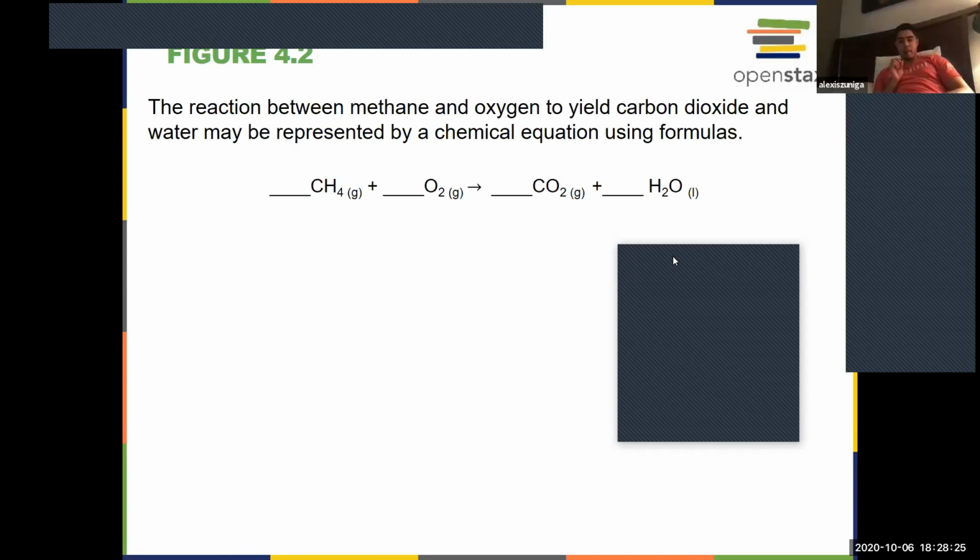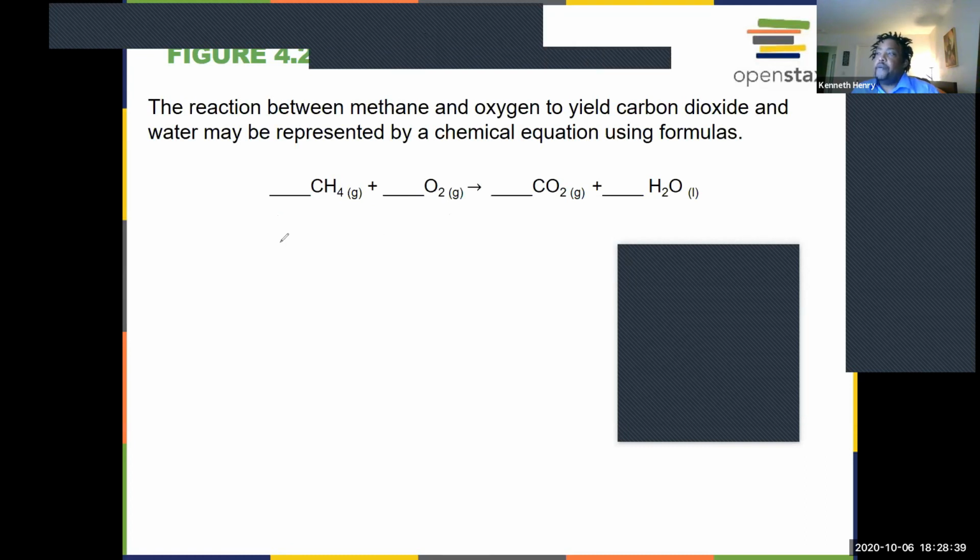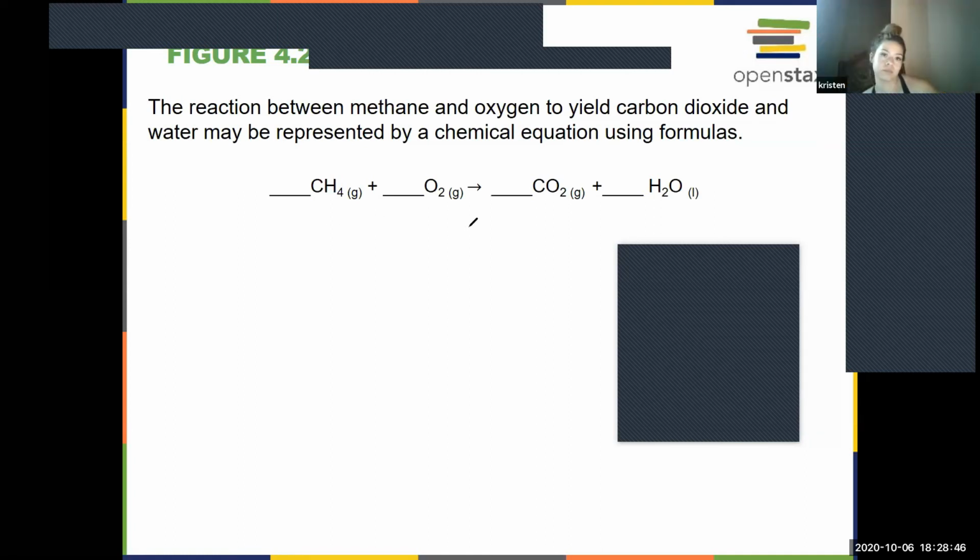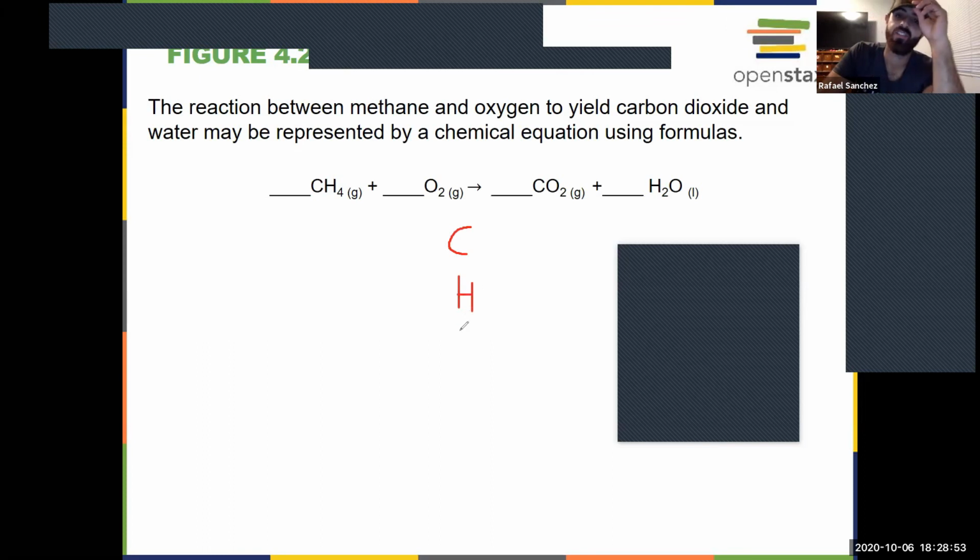Water and CO2, carbon dioxide. Okay, so the way that I would go about doing this is I would find out the elements that I'm working with. What are the elements that I'm working with? Propane, methane... the elements, sorry: carbon, hydrogen, oxygen. Okay, so now we have our elements that we're working with.